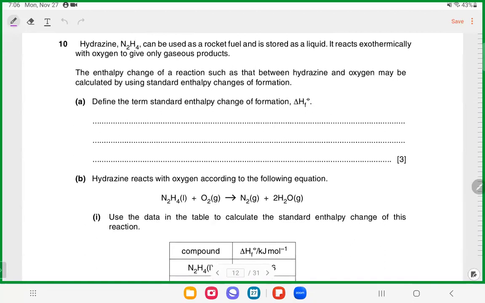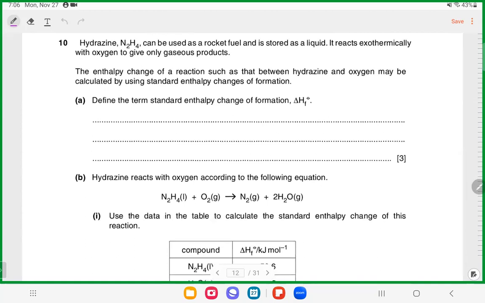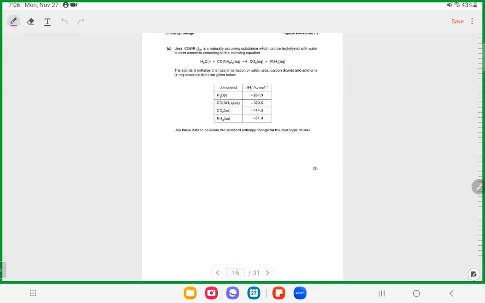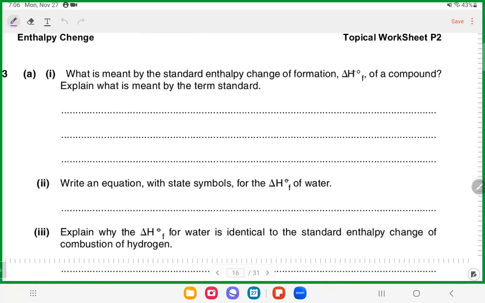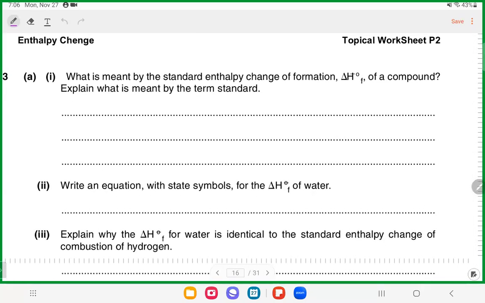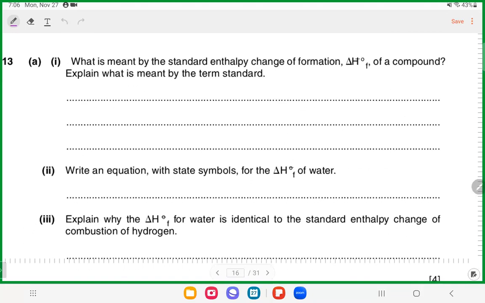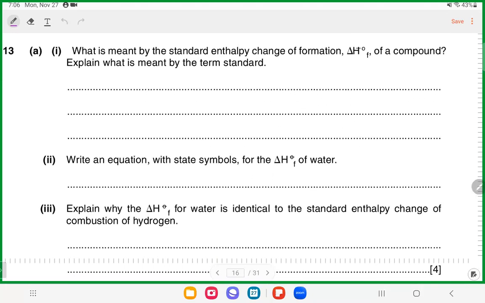And how many marks? Excuse me. 3 marks. Formation की definition, and then you can give the equation of the formation. So this is very frequent. They frequently ask the definition and standard enthalpy change of formation definition. What is meant by? ठीक है. Definition आप लिख देंगे. Formation of water की equation लिखनी है, लिख देंगे. अभी लिख कर आए थोड़ी देर पहले. ऐसे ही ना?